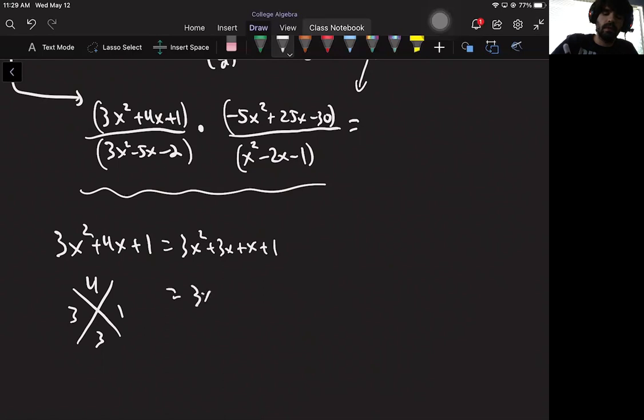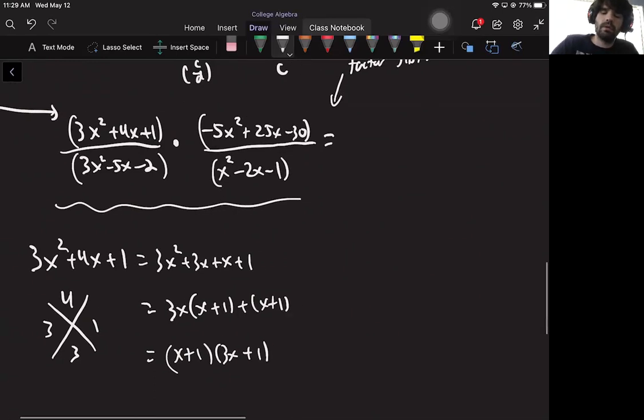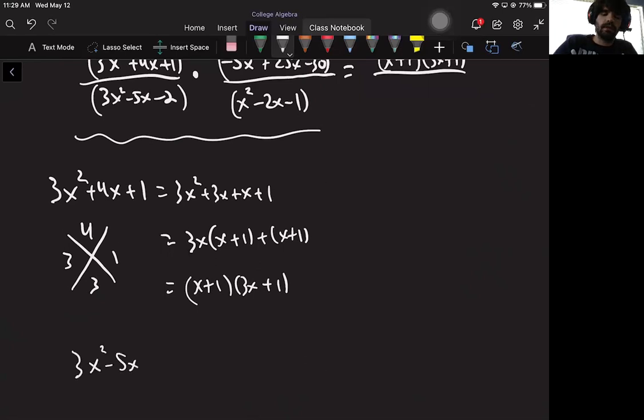Then I group things up. x was just left there, and a 1 is left here. Nothing comes out of x plus 1. Nothing needs to. So then I take out my x plus 1, and what's left is 3x and a 1. So that's going to be what goes there, x plus 1 times 3x plus 1. So lots of factoring, unfortunately. Okay, but good thing we got really good at it last time.